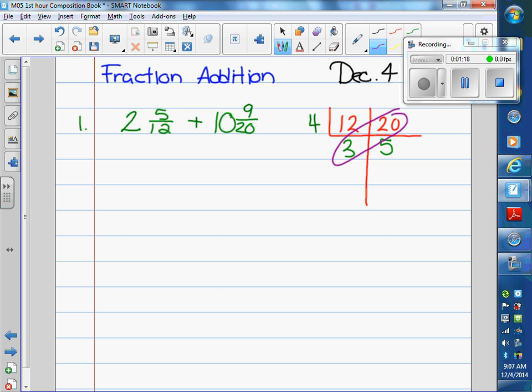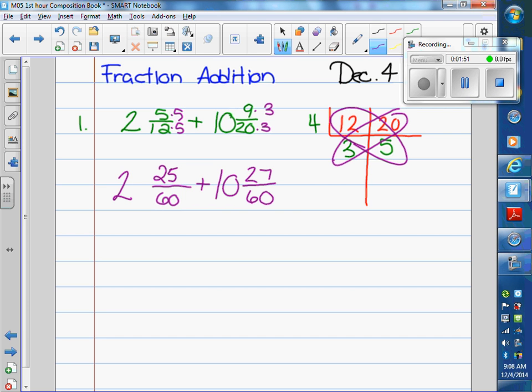And so not only does the ladder give you the denominator, but it tells you how to get there. So you take the 20 and you multiply it by that 3. And you take the 12 and you multiply it by 5. So all that work in the ladder helps you get your common denominators, and there's no guesswork. It's quicker. So this gives you 2 and 25/60 plus 10 and 27/60. Now 25 and 27 add up to what? 52/60, and 2 and 10 add up to 12.